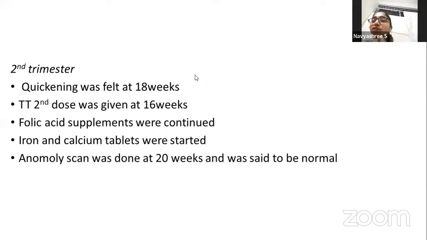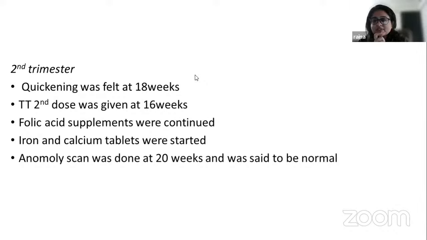The influenza vaccine can be given, yes. What else? For rubella, can we give COVID? Can we give the COVID vaccine? Yes, ma'am. COVID vaccine, yes.